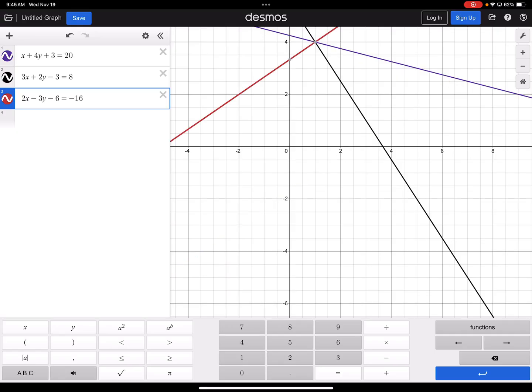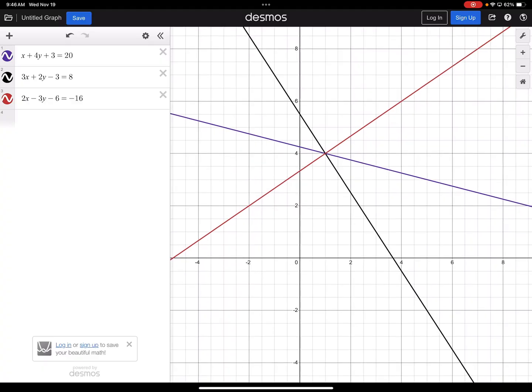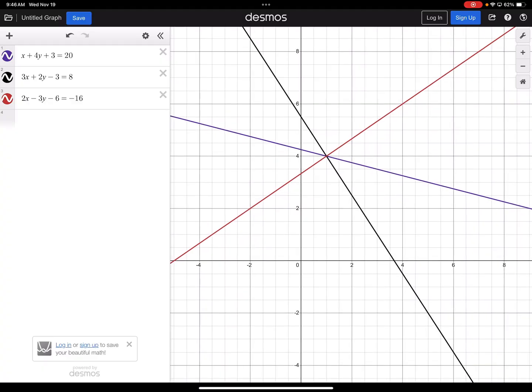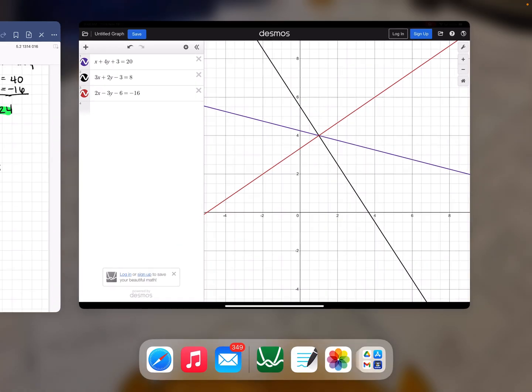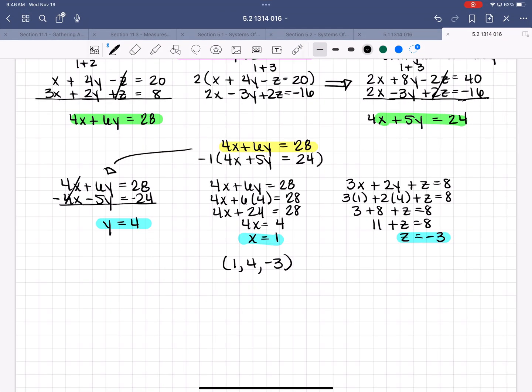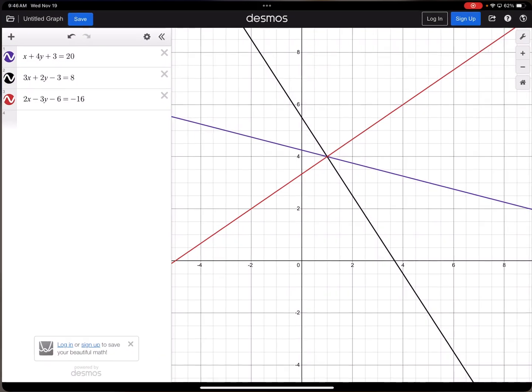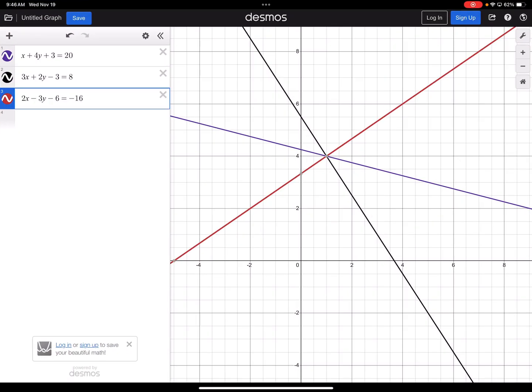And let's see where they intersect. Okay, so we're saying that z is -3, and when I touch this little button, that means x and y need to be 1, 4. The intersection of all 3 of those lines needs to be 1, 4. And I get 1, 4. So we are correct. That's with setting z equal to -3.